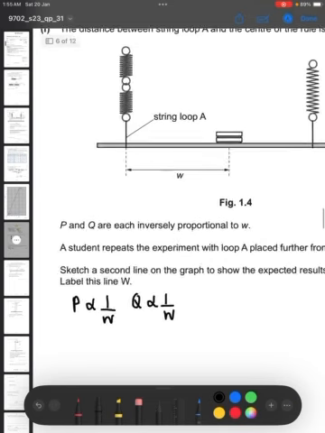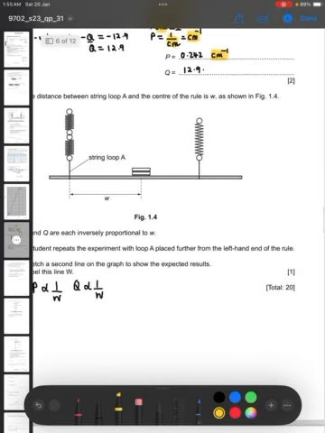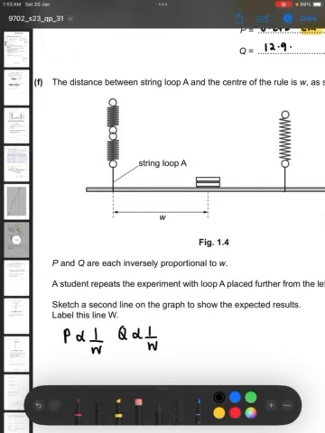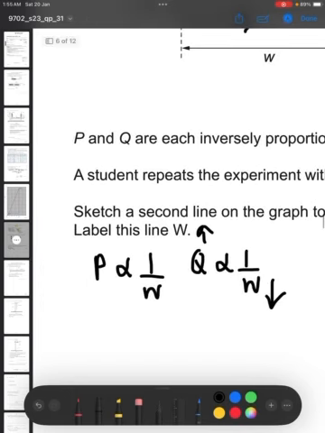Okay, fine. Let's continue reading the question. Students repeat the experiment with loop A placed further from the left hand end of the row. From the left hand end of the row, further from, meaning that loop A is being moved to the right. So if it is being moved to the right, it means that W is decreasing. So W decreasing causes Q to increase, and W decreasing causes P to increase.